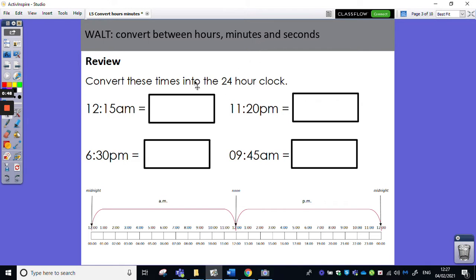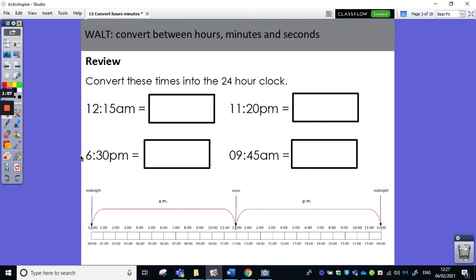But before we do that, we're just going to quickly review what we were learning yesterday, which was converting 12-hour clock into the 24-hour clock. So I have popped the scale on there on the bottom to help you. Remember, if it is AM, the time does not change. We're just removing that AM.